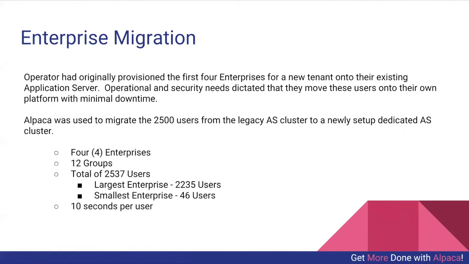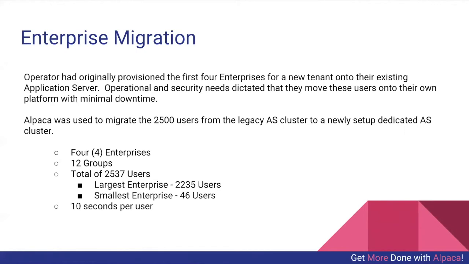From a speed perspective, it takes about 10 seconds to do an individual user. So you can do the math if you're trying to think about, well, when I get ready to migrate folks and I use Alpaca, how long are my maintenance windows going to need to be? How many maintenance windows am I going to need? How many folks can I do in one night? So on and so forth. It's about 10 seconds per user.